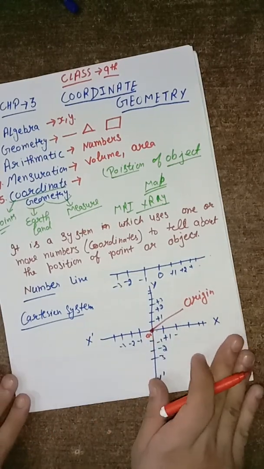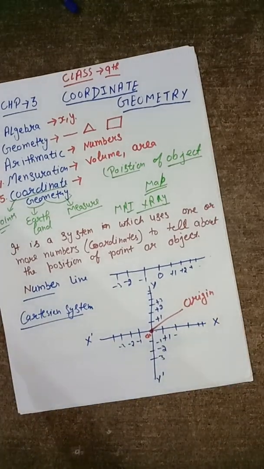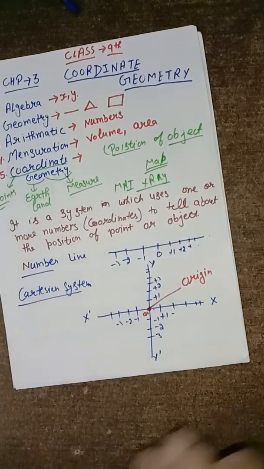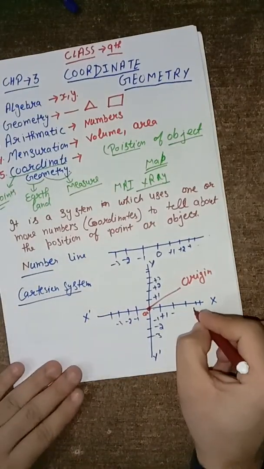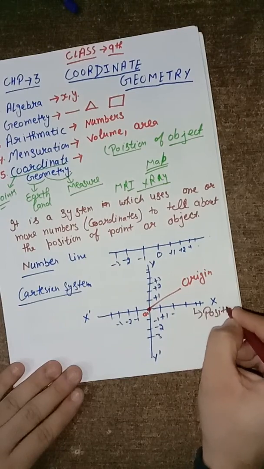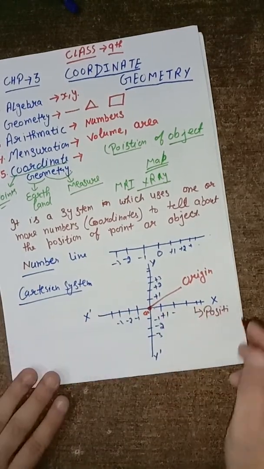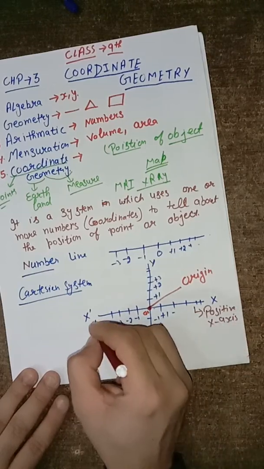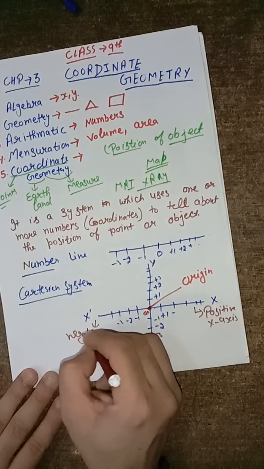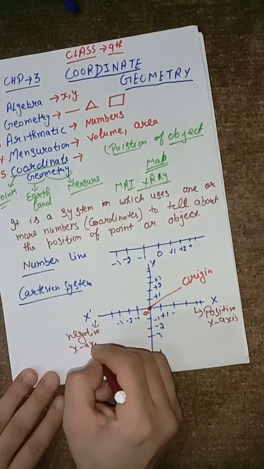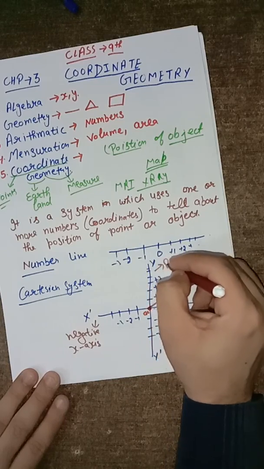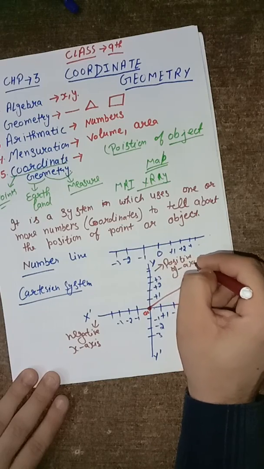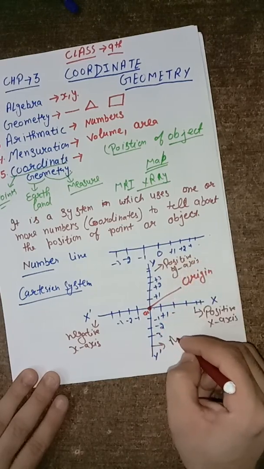Now if this is my x-axis, then this is called positive x-axis, because on the right side all numbers are positive, and then this will become negative x-axis. Similarly, this will be positive y-axis, and this will become negative y-axis.